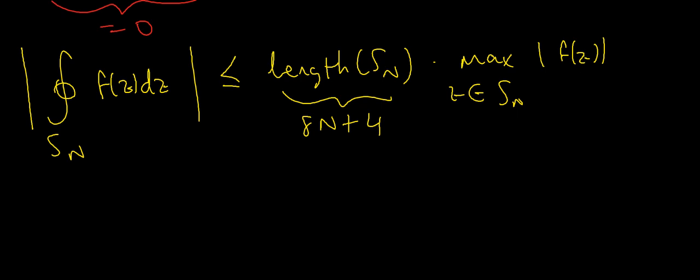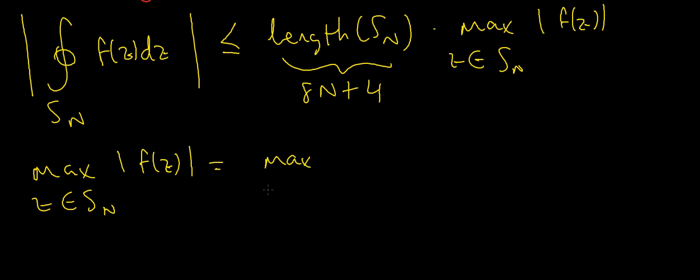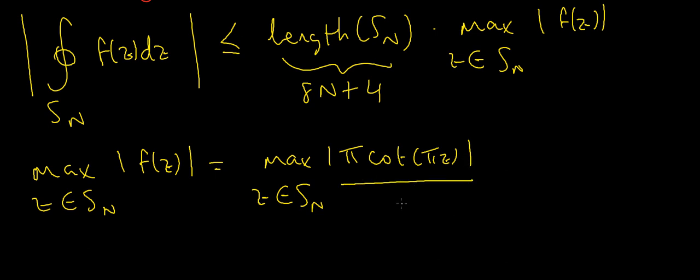Well, if I just look for a second at the maximum value as z varies along S sub capital N of the modulus of f of z, well, by definition of f, that's just the maximum value as z varies along S sub capital N of the modulus of pi cotangent pi z, remember, cotangent was just cosine over sine, or 1 over tan, all divided by mod z squared.